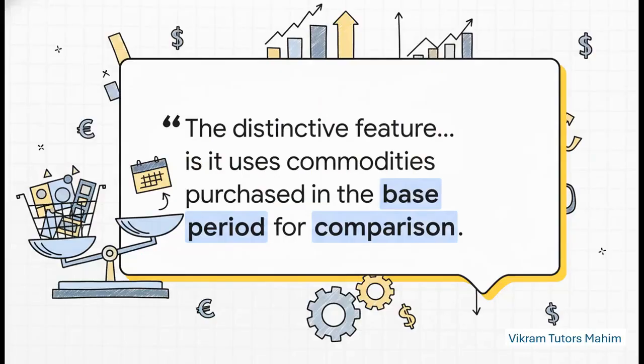Now, one of the most famous ways to do this is something called the Laspeyres Index. It figures out an item's importance by looking at how much of it people bought way back in the base period. The logic is basically, let's measure the cost of the exact same basket of goods over time. It's a really foundational method for creating a lot of the big economic indexes we still use today.